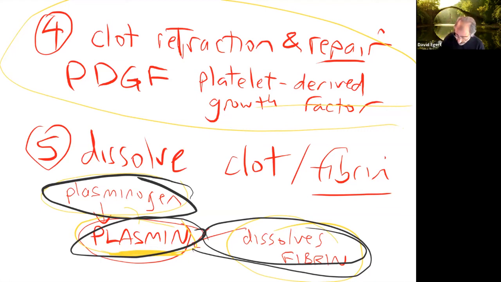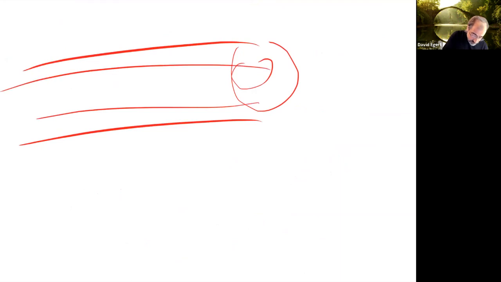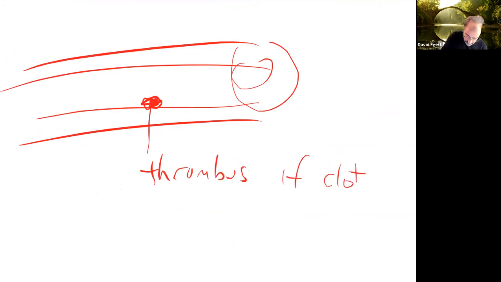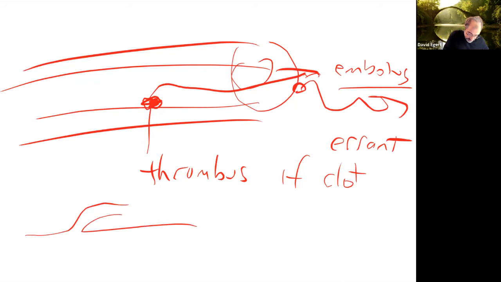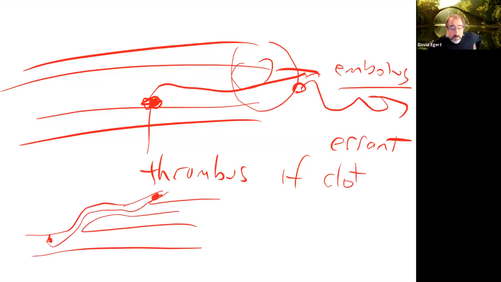I guess I should mention the idea of a thrombus. If I have a clot that starts forming where it shouldn't, that's called a thrombus. It's kind of like an errant clot. And again, that's a really dangerous thing because if it breaks free, it becomes an embolus. An embolus is a clot flowing free, and eventually, even if it's not causing problems here, it's going to clog up and keep the blood from flowing further downstream.